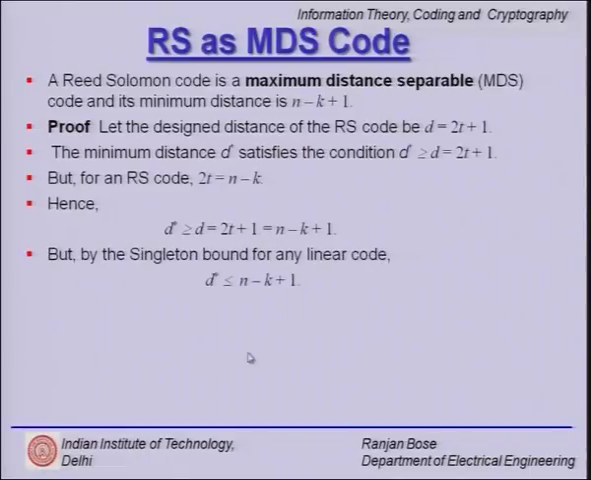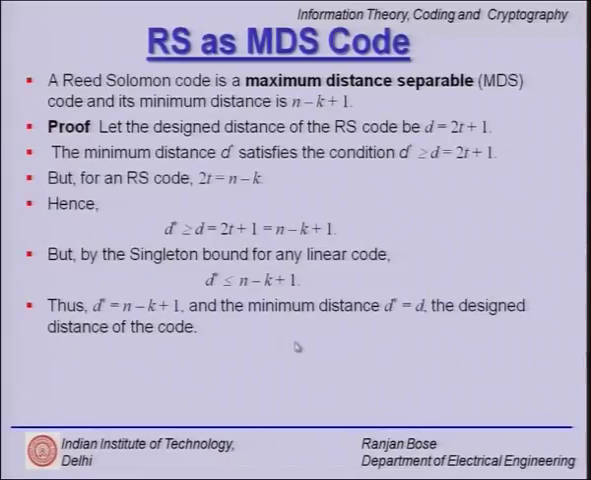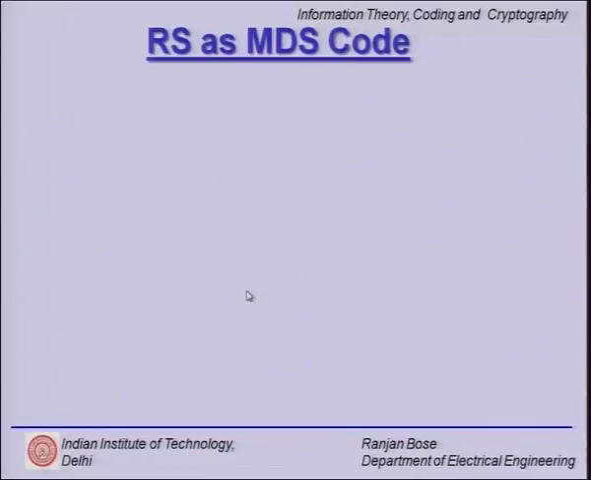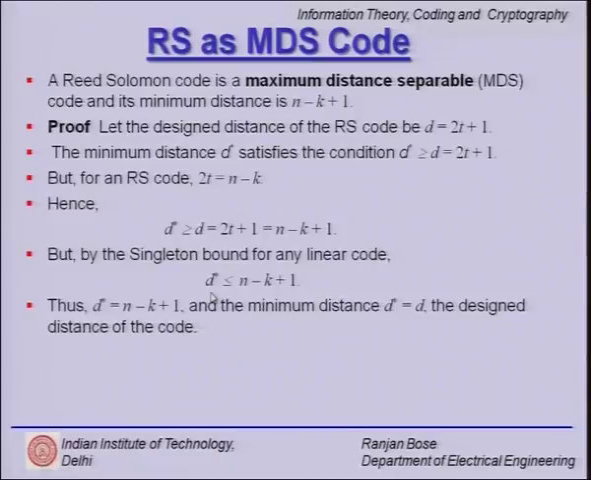But we have the singleton bound, which says that d star should be less than or equal to n minus k plus 1. That is the singleton bound. Here we have d star coming out to be greater than or equal to n minus k plus 1. So, from these two conditions, the only possible solution is d star equal to n minus k plus 1. Therefore, the MDS code requirement, which requires d star to be n minus k plus 1, is satisfied, and Reed-Solomon codes are MDS codes. So, in general, they are very good codes.